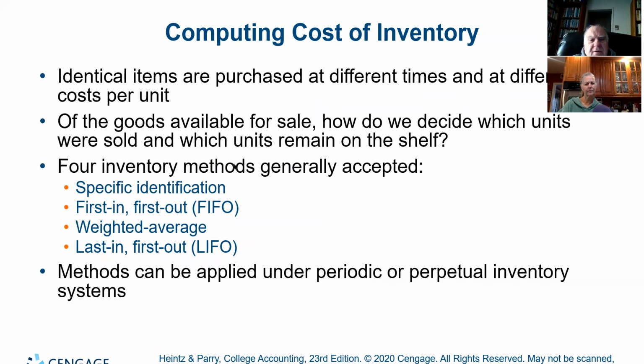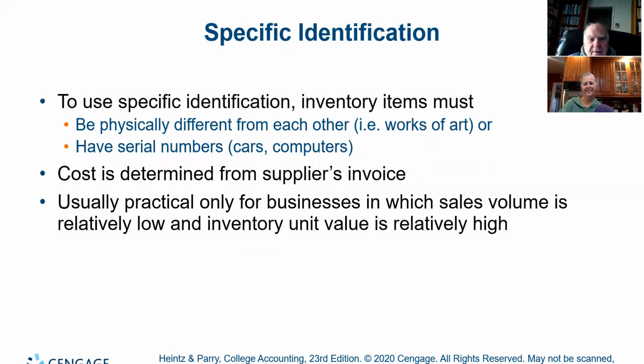Computing the cost of identical items purchased at different times at different cost per unit. Now we're going to have fun. Of the goods available for sale, how do we decide which units were sold and which remain on the shelf? We're going to go through 4 different inventory methods of calculating your cost of goods sold and your ending inventory: FIFO, LIFO, weighted average, specific ID. Are you ready?